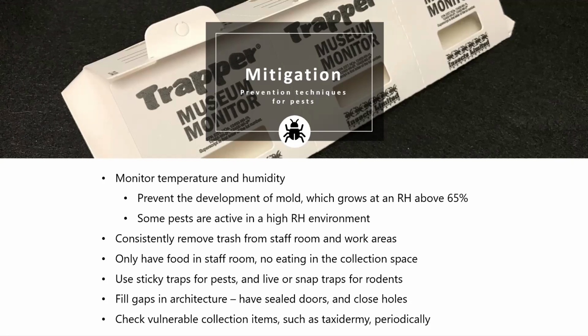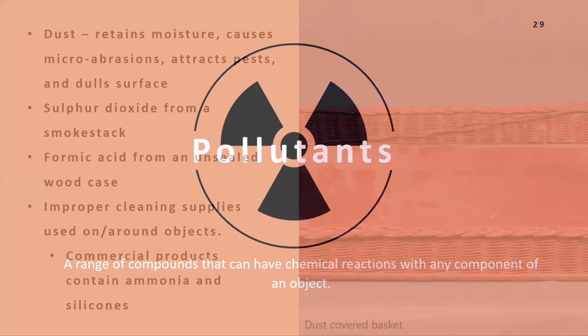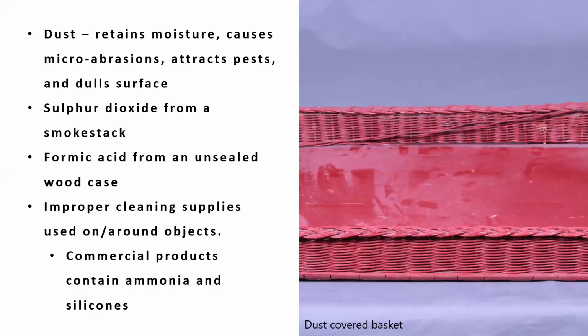The next one we'll talk about is pollutants. These are a range of compounds that have chemical reactions with any component of an object. So what's an example of a pollutant? Well, dust. Dust is the most common and most dealt with pollutant we'll deal with in our collections. But dust can be detrimental because it retains moisture and keeps it close to the surface of the object. It causes microabrasions, it attracts pests, and it also dulls the surface.